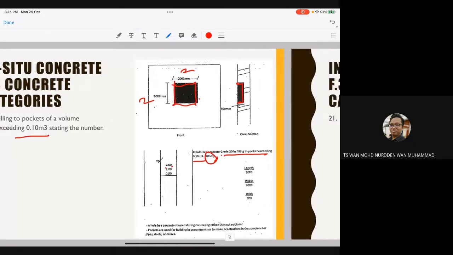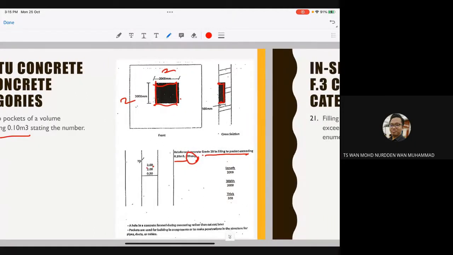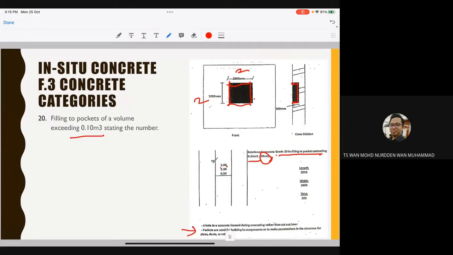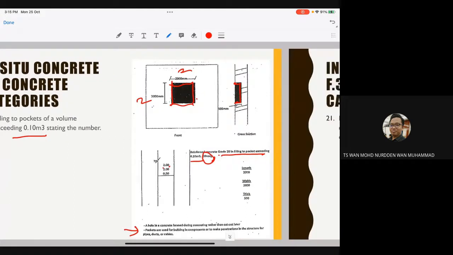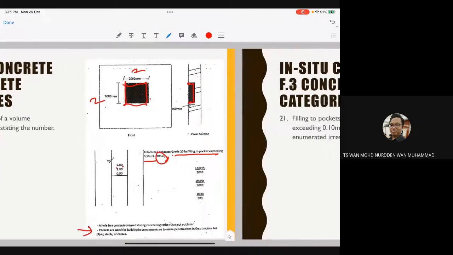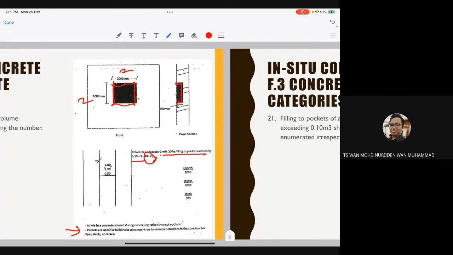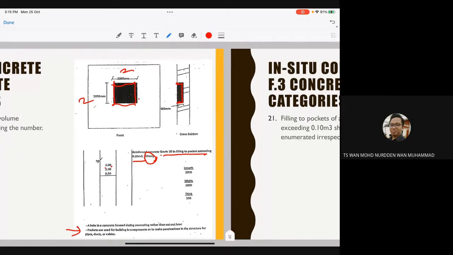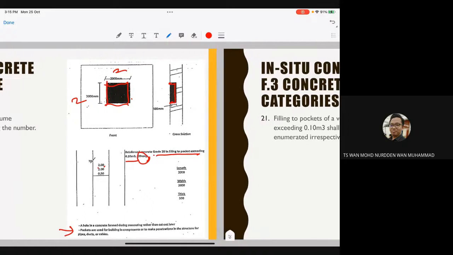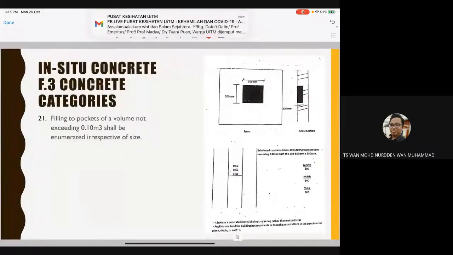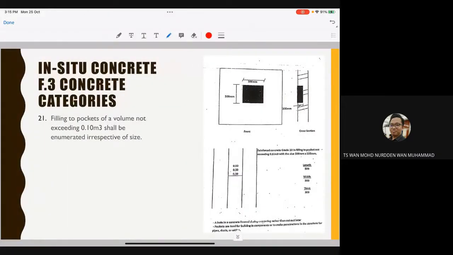Dia cakap di sini, pocket are used, nampak ayat bawah ni. Apa tujuan pocket tu? Pocket are used for building in components or to make penetration in the structure for pipe, ducts and cable. So dia buat pockets. Okay. And next one. Filling to pockets of volume not exceeding 0.1 meter cube shall be enumerated.